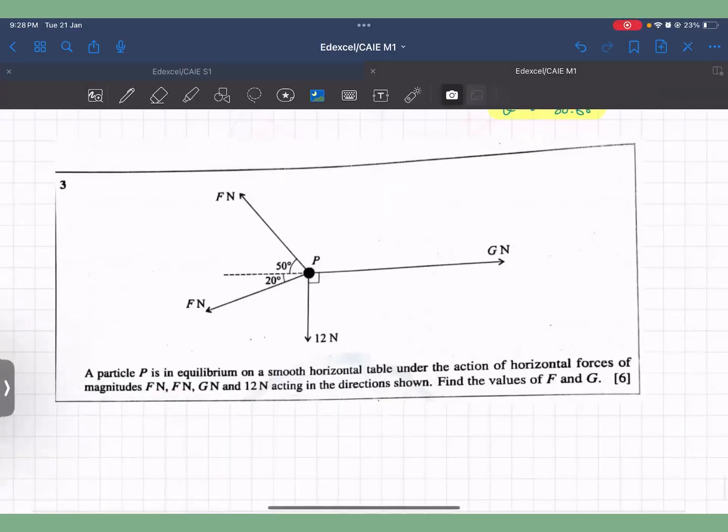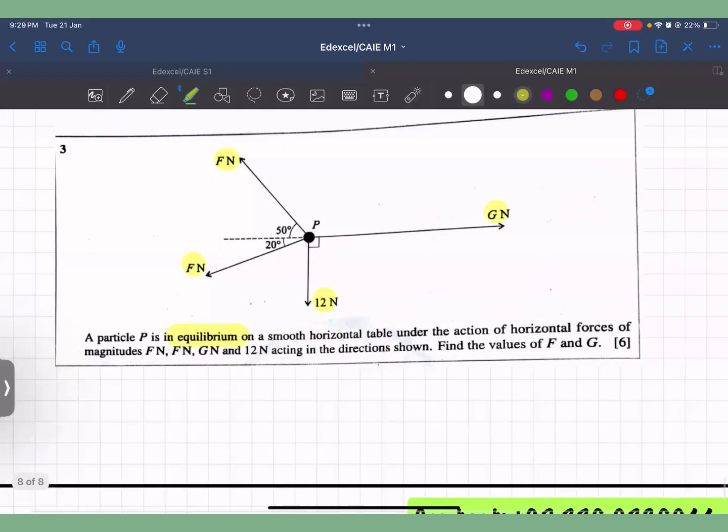Okay, so they have given you a particle P in equilibrium on a smooth horizontal table under the action of horizontal forces of magnitudes F, F, G, and 12. Okay, so both of these F's are the same in magnitude, and G, and this is 12. Find the values of G and F. So again, we would break them down into the relevant components.